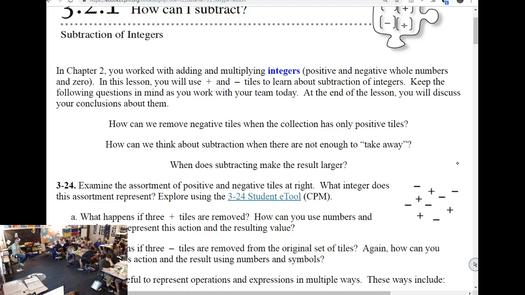But think about these questions. How can we remove negative tiles when the only thing that exists are positives? How can we think about subtraction when there aren't enough to take away? And when does subtracting actually make things bigger? That's a really hard concept to comprehend.